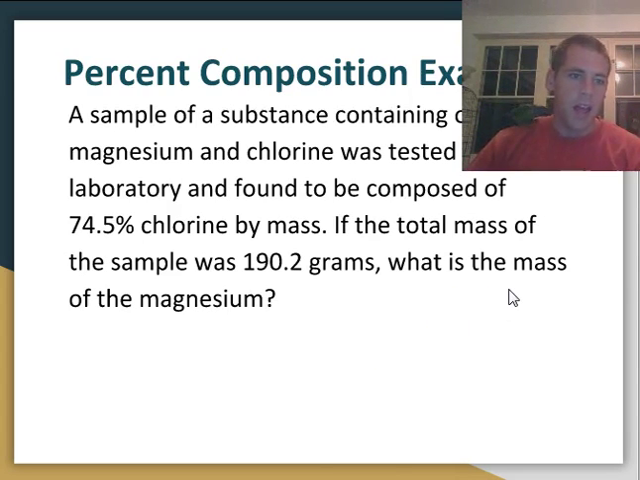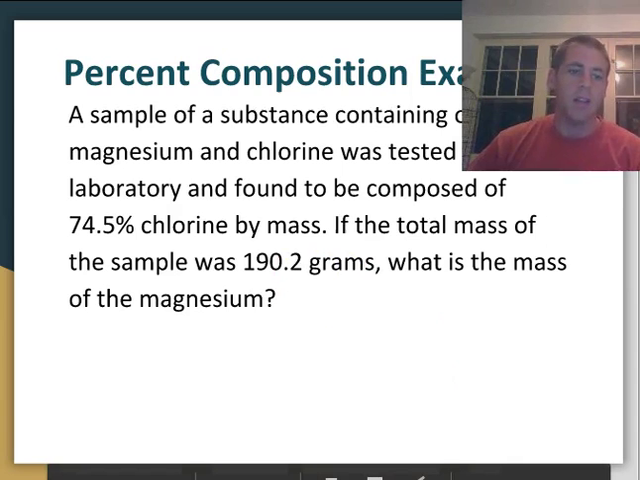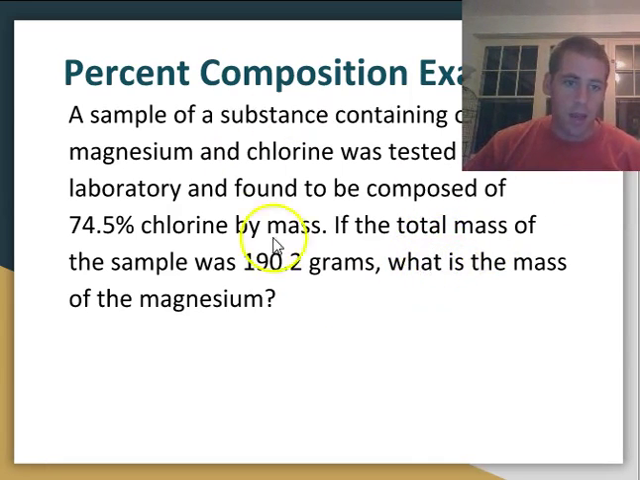Let's say that a sample is tested in a lab type setting, and they figure out that 74.5% of the mass from the sample is from chlorine, and the whole molar mass, or the total mass, not the molar mass, the total mass is 190.2 grams. What would the mass of the magnesium be? Now again, you want to make sure you understand what the question is asking. It's asking about the mass of the magnesium, but it gives you the percentage of the chlorine, right?